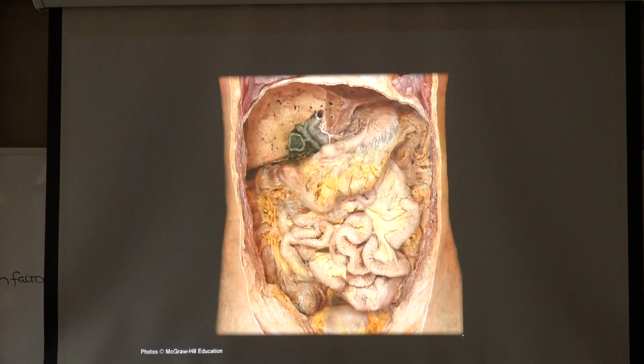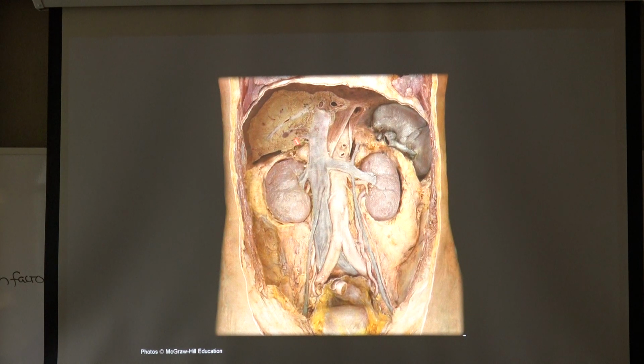Real quickly with the virtual dissection, as we take all of that material down, what you'll find is there's the kidney, aorta, inferior vena cava.